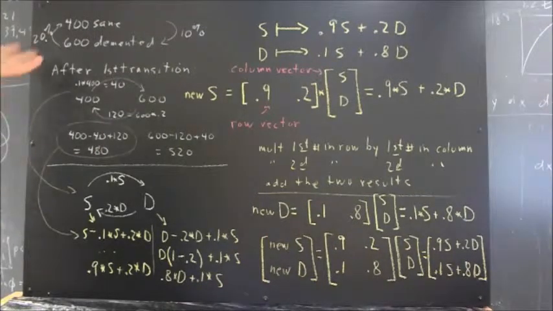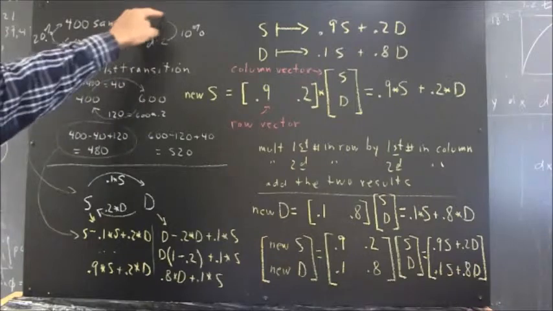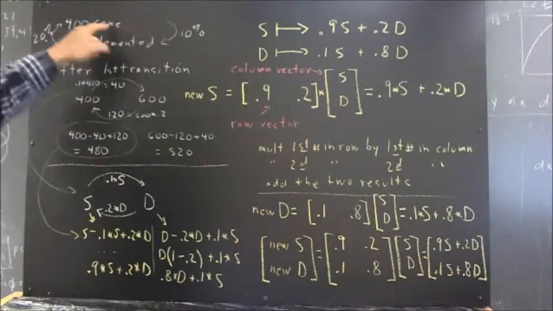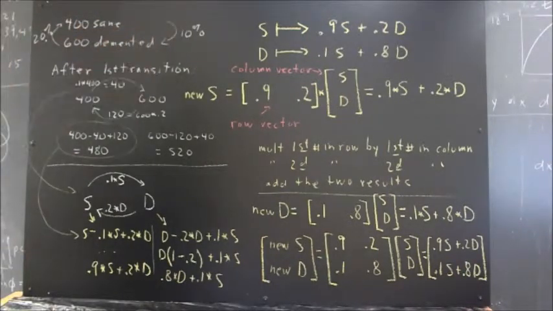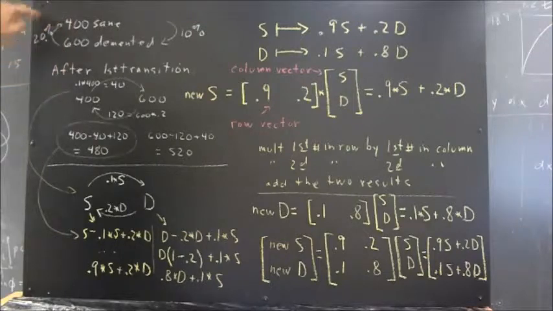Okay, we go to the sane demented problem, and we can indicate that just by saying we got 400 sane, 600 demented. We got an arrow, 10%, going from here to here, meaning that 10% of our sane become demented, and 20% of our 600 demented become sane, indicated by the 20% arrow going here.